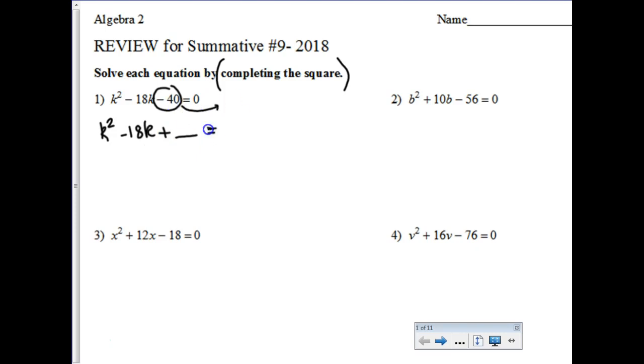Remember you add the 40 over here, so that's now a positive 40. But to keep your equation balanced, whatever you add into this blank, you have to add on the other side of the equation as well. So remember the c value, or the blank, is whatever your b term is, cut in half, and then squared. So this is your b value right there. So negative 18 cut in half is negative 9, and then negative 9 squared is positive 81.